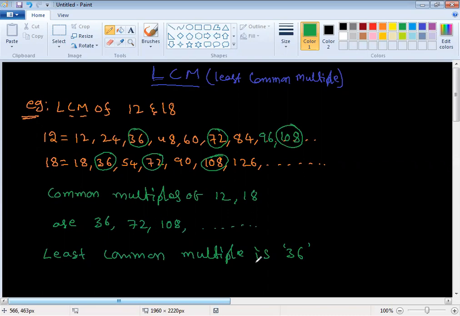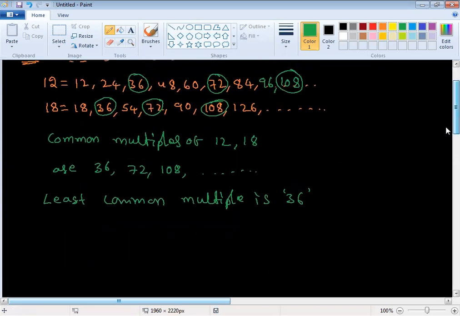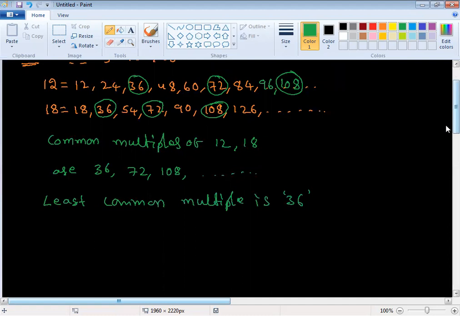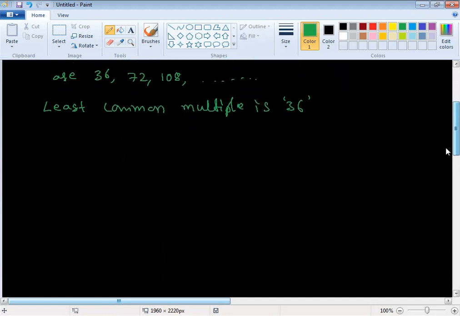In this way, we can find the LCM of given any two numbers. Understand? Any two numbers. We can find LCM of any two numbers. This is the process. See, this is one method, and one more method also there. What is that method? Yeah, see, I will explain you by taking one more question.